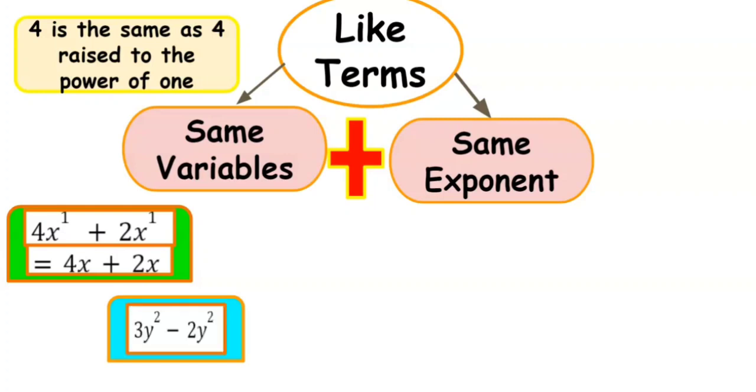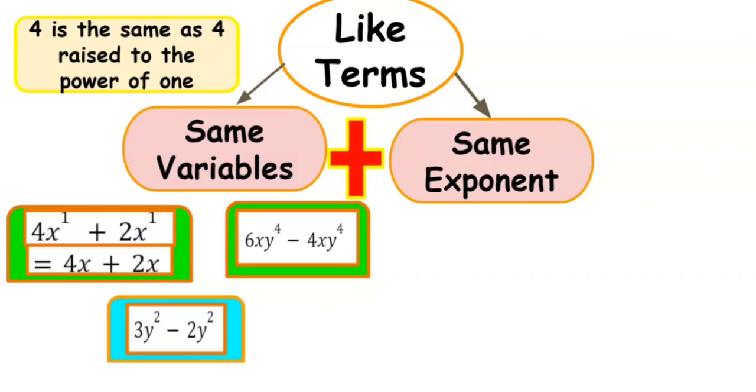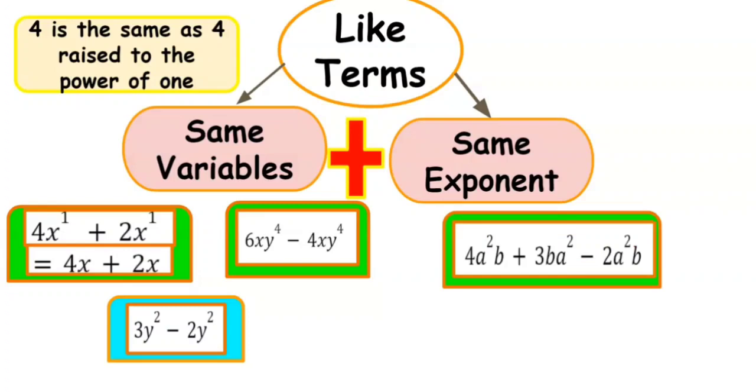Likewise, 3y squared minus 2y squared. These are like terms. We can go ahead and simplify. Likewise, 6xy raised to the power of 4 minus 4xy raised to the power of 4. So here we have two variables. We have x and we have y. The x variable has a power of 1 and the y variable has a power of 4. So they are like terms.